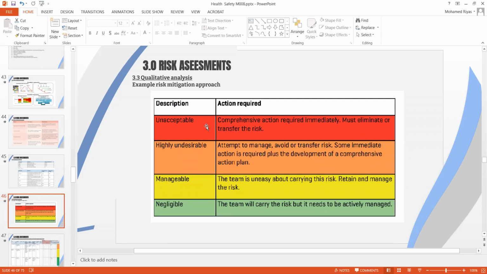The red one gives the unacceptable risks, which need immediate attention. You should eliminate or transfer them. We will come to dealing with risk separately. We'll also discuss it under chapter 4, which is purely insurance. You might give a color like orange, which is highly undesirable. Then you will have yellow, which is manageable, and the green one, which is negligible, with a minimum impact on the project. Otherwise, it is unlikely to happen.